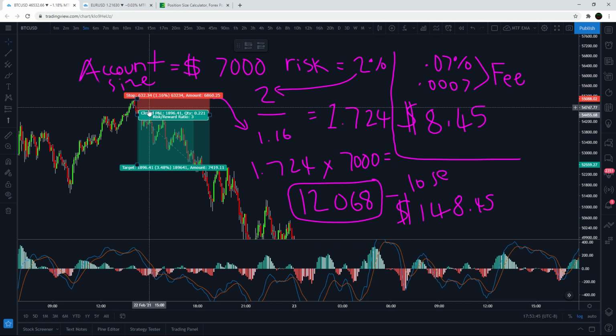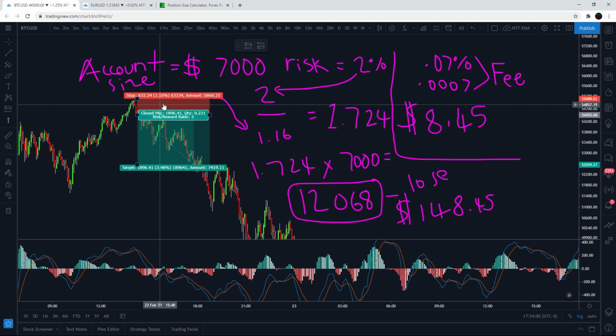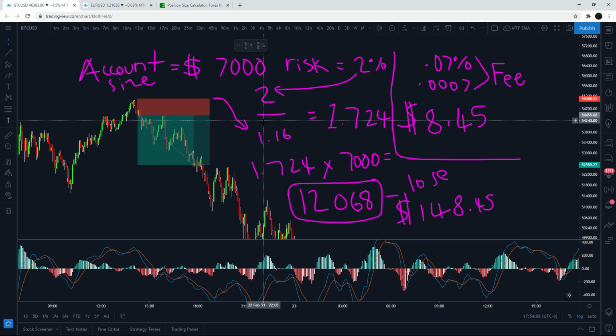Next thing we're going to take a look at is what's our account size? Well, it's 7,000. What's our risk? 2% per trade, same deal. Now to calculate our position size, we need to take that 2% and we're going to bring that 2 over here and divide it by this risk percentage where our stop loss is. So our stop loss is 1.16% away from our entry. So 2 divided by 1.16, which equals 1.724.